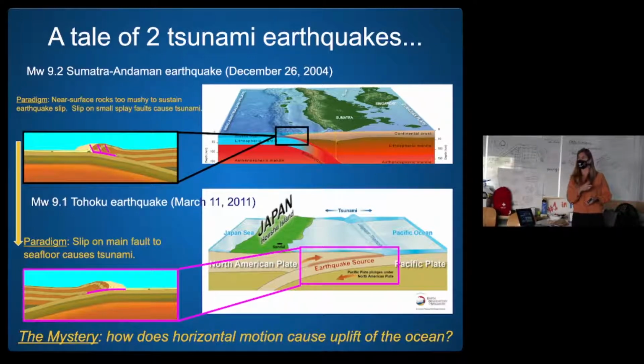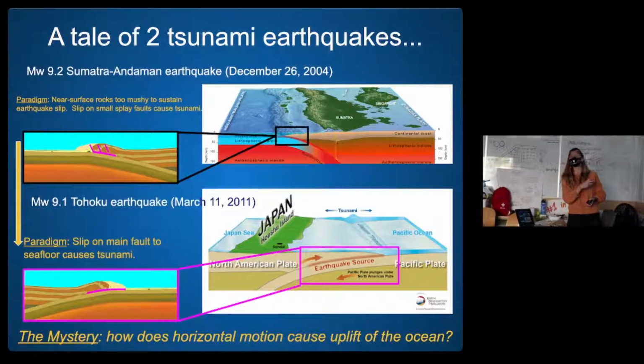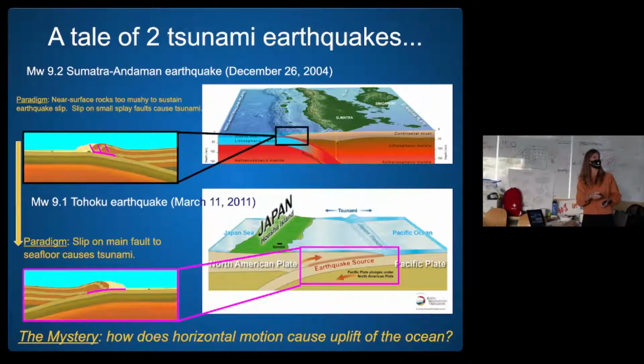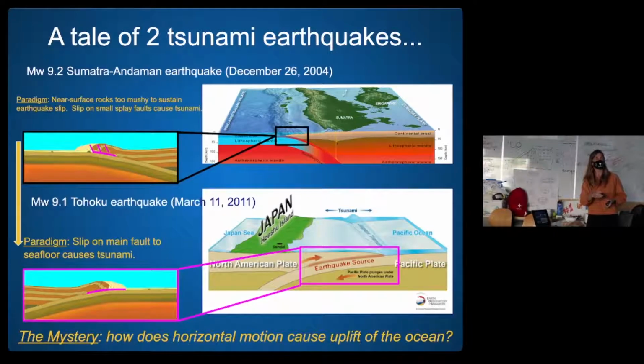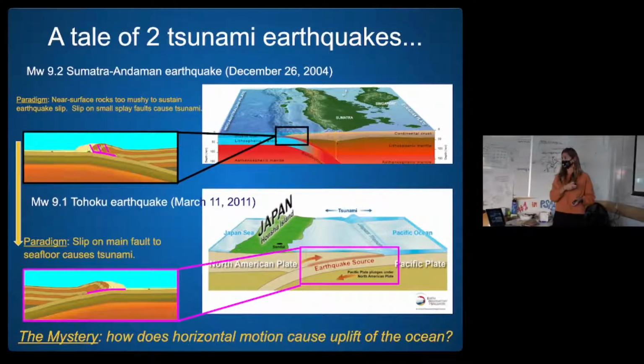The paradigm when the 2004 event happened, and this gets a little technical, but hang with me, was that this pink stuff would slip, but these yellow sediments here were too mushy and couldn't sustain earthquake slip. Tohoku was so well instrumented here that we scientists, people who interpreted the data, saw earthquake slip happened all the way up to the trench. That's where this intersection comes to the surface. It didn't just slip a little bit, it slipped 30 meters. Okay? This caused a huge paradigm shift.